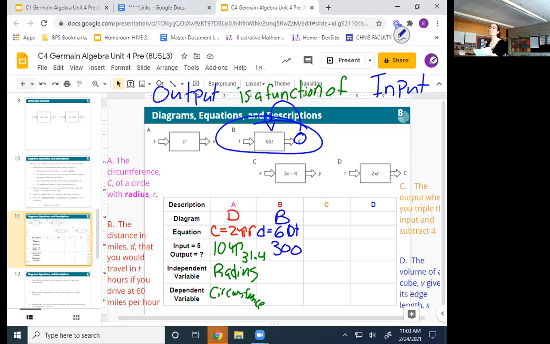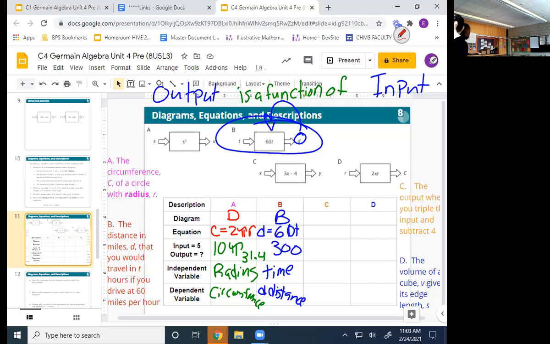Okay, now if we're talking about the independent variable, which one of those variables represented the independent variable or the input? Very good, it's that T, time in hours. Then if we're talking about that dependent variable, that output, that range, which variable represents that? Nice job, Haley. Nice job, Claire. It represents the D, distance.